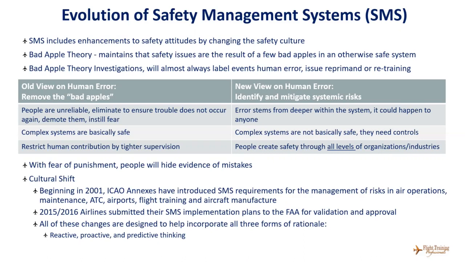And especially in aviation, the old view was that complex systems are basically safe. Well, through growth, we've really said, no, complex systems are not basically safe, that they need controls. And so we'll talk about how you guys can add in your own individual controls here in a moment. And the old view would be, restrict human contribution by tighter supervision. And now we're realizing that actually people create safety through all levels of organizations and industries.